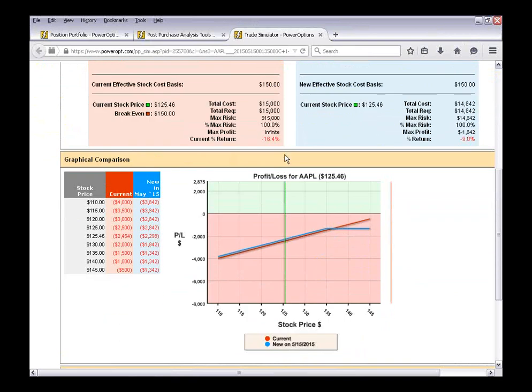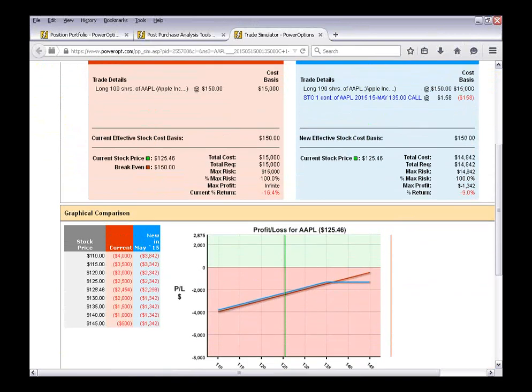Okay, and this is what we'd expect to see. We know our cost basis is 150. We sell the 135 call. Absolutely, we're going to generate that $1.58. We're going to hedge our loss down a little bit to about $23 or so instead of $24.54. But that still puts our cost basis at roughly $148.42 per share, and we've agreed to allow ourselves to be assigned at 135.